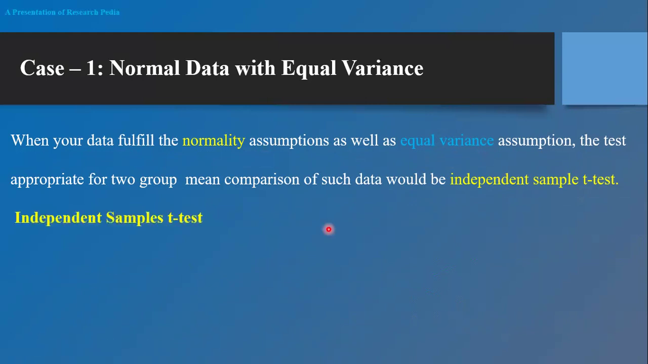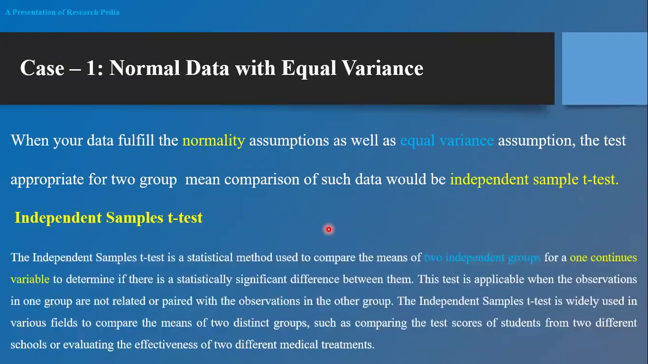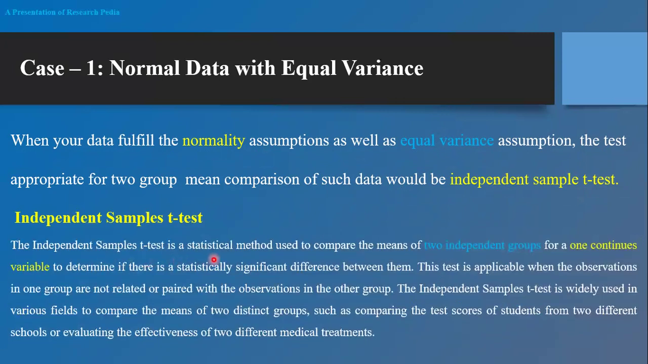So what is the independent sample t-test? The independent sample t-test is a statistical method used to compare the means of two independent groups for one continuous variable to determine if there is a statistically significant difference between them. This test is applicable when the observations in one group are not related or paired with the observations in the other group. Always remember that the observations of two groups should not be the same.